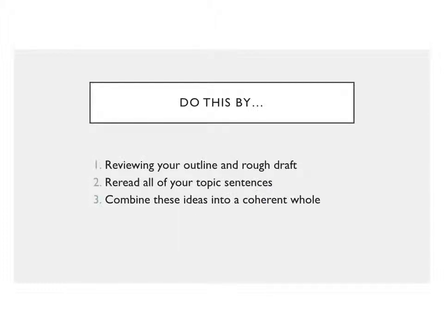So how do you do this? Go back, review your outline and your rough draft, remind yourself of what your main points were. Reread all your topic sentences. Your topic sentences should clearly state what each paragraph is about. So just by going back and rereading your topic sentences, you should have a clue of what each paragraph attempted to address. And then combine these ideas into a coherent whole. So work on putting all those together so you have a coherent picture of your paper as a whole.